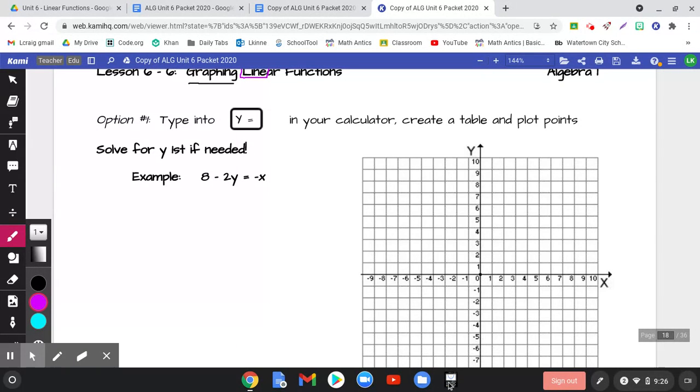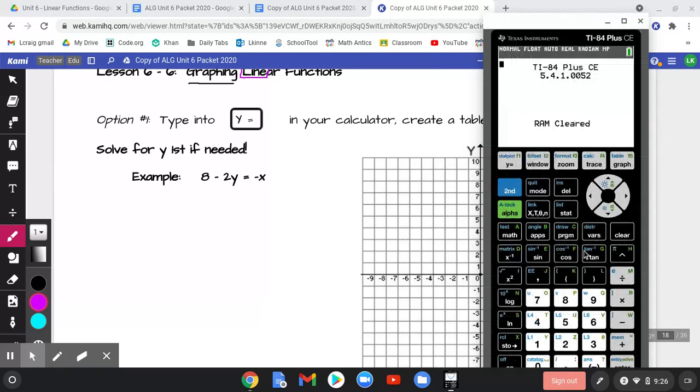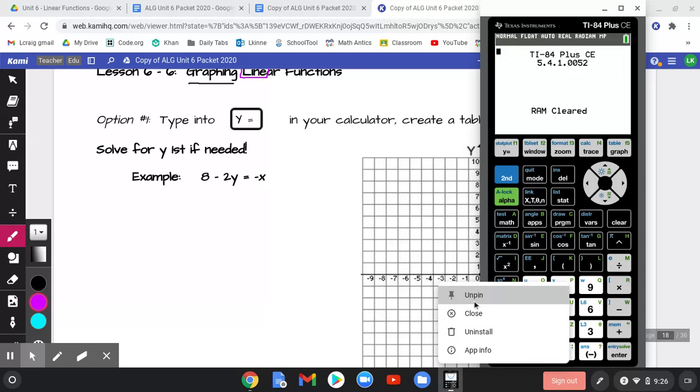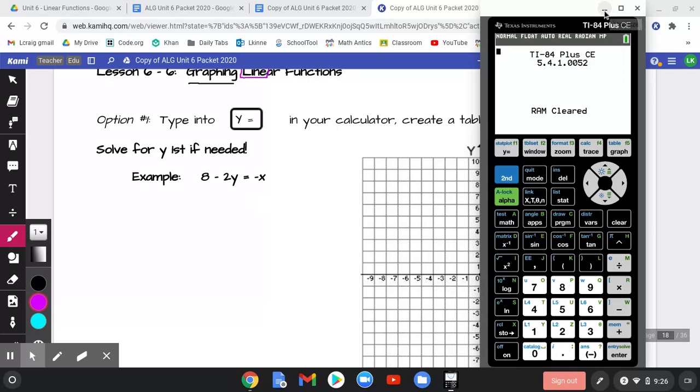So make sure you do have your graphing calculator handy, whether you have the handheld or the add-on here. If you need to, you can go to the Google Classroom and there's a link to add this. And I would definitely right-click and pin it so you can easily access it. All right, so let's get started.